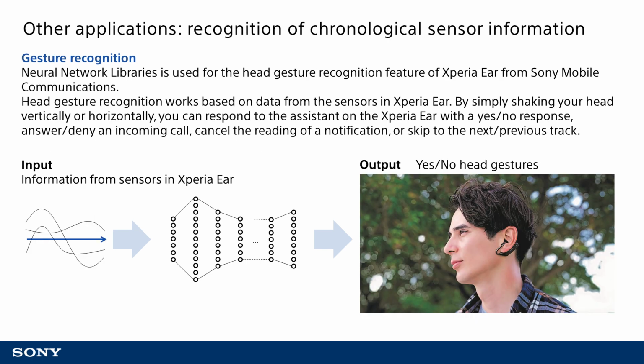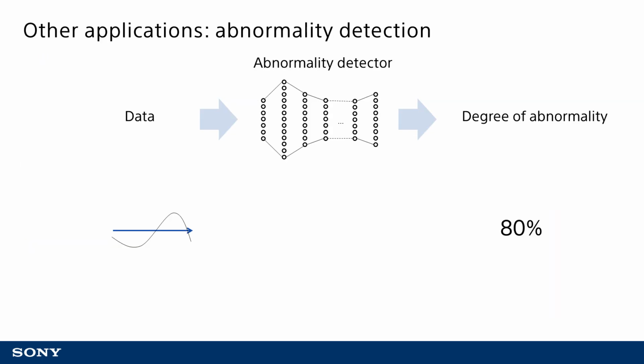This is an example of application using chronological sensor information as the input. This Xperia ear headset contains sensors that make it possible to track the movement of the user's head. Head gestures such as nodding to indicate yes and shaking the head to indicate no are recognized based on this sensor data. Configuring the neural network in this manner makes it possible to achieve a gesture recognition function based on chronological sensor information.